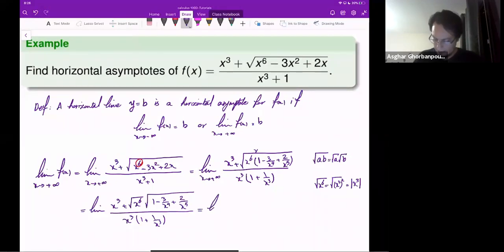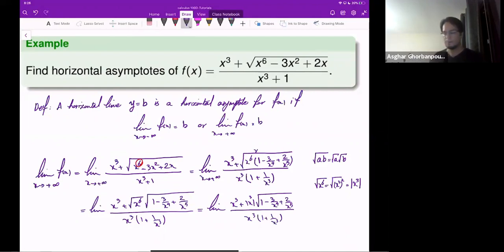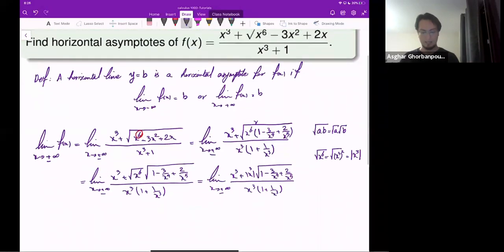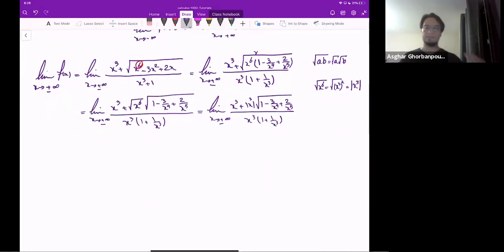So what I have here is the limit of the absolute value of x cubed times the root of 1 minus 3 over x to the 4 plus 2 over x to the 5, over x cubed times 1 plus 1 over x cubed, and this is as x goes to plus infinity. By the way, so far I haven't used anything about x going to plus infinity or minus infinity. Indeed, if this is either plus infinity or minus infinity, I will do the same thing. I will factor out the highest powers. So up to this point, everything will go exactly the same way. This is where the plus infinity limit and the minus infinity limit are going to go two different ways.